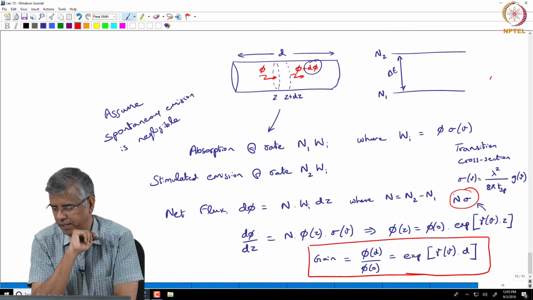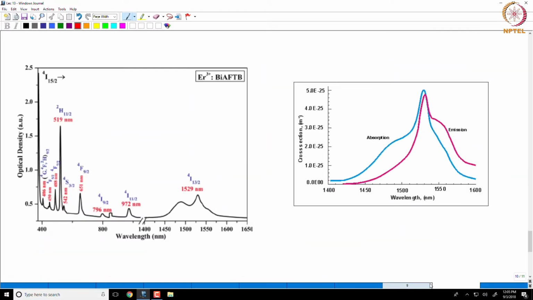We will of course go back and question this, because if you look at the absorption and emission cross section of erbium as a function of wavelength, you find that the absorption cross section, given in blue, is different from the emission cross section, given in purple. So we may have to deal with these terms separately. Instead of a common term sigma, we may have to qualify it as sigma A and sigma E, sigma A corresponding to the absorption cross section and sigma E corresponding to the emission cross section.